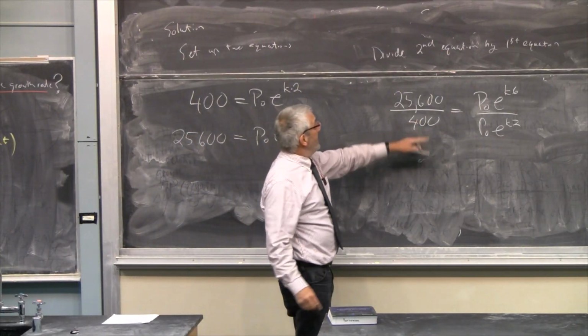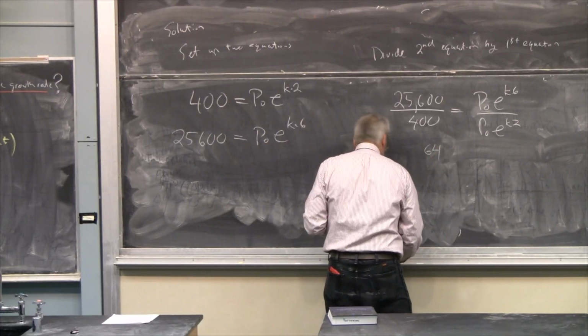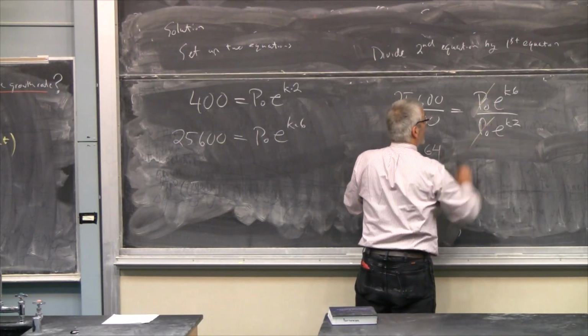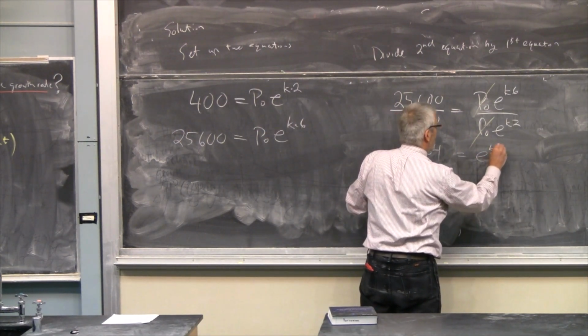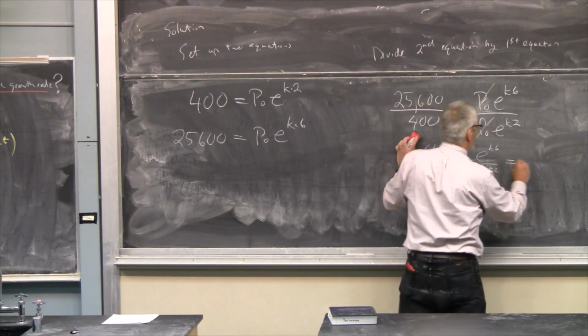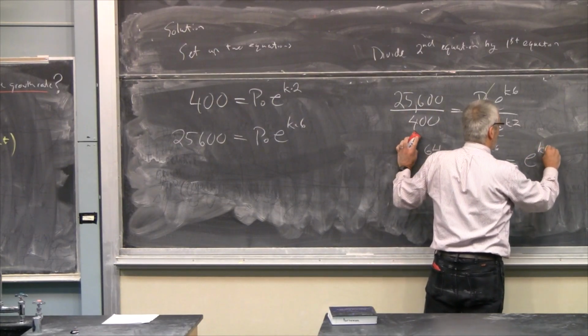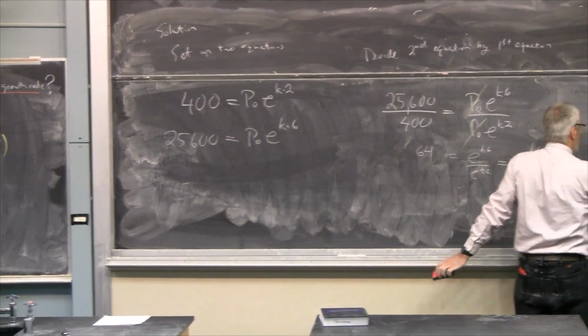First of all, these cancel and I get 64. And over here on the right side, the p0's cancel. And I get e to the k6 divided by e to the k2. But that's the same as e to the k6 minus k2. And that's e to the k times 4.